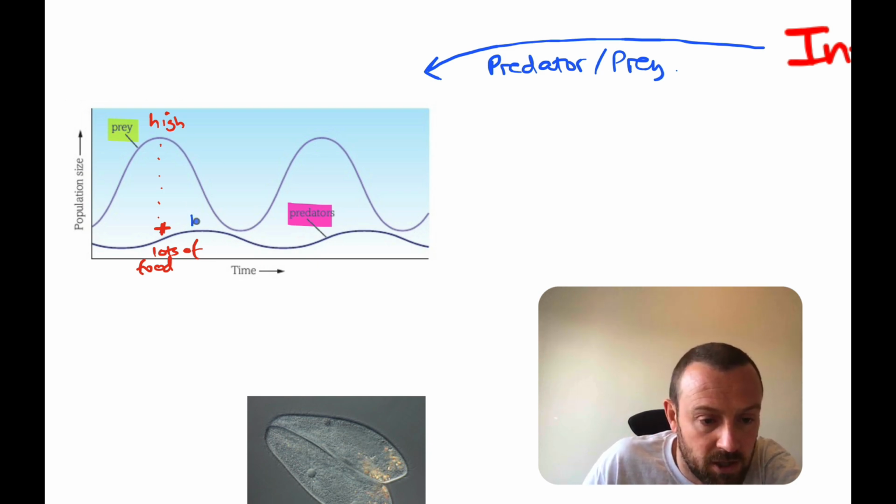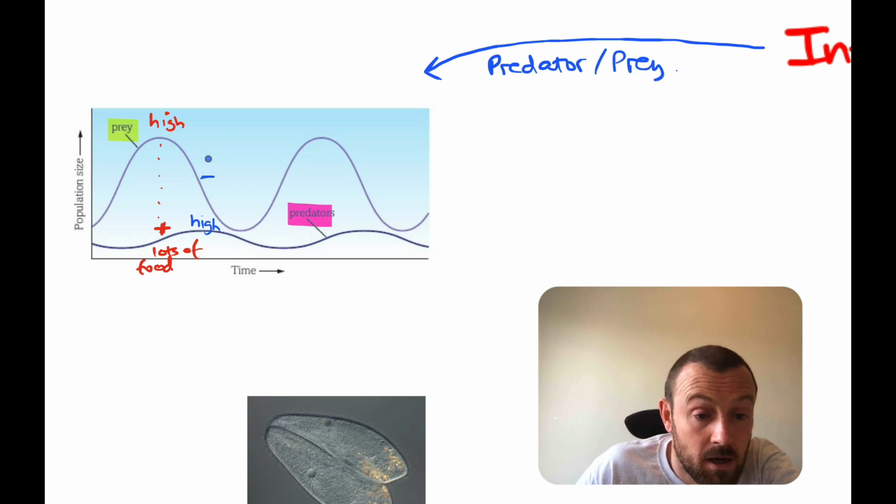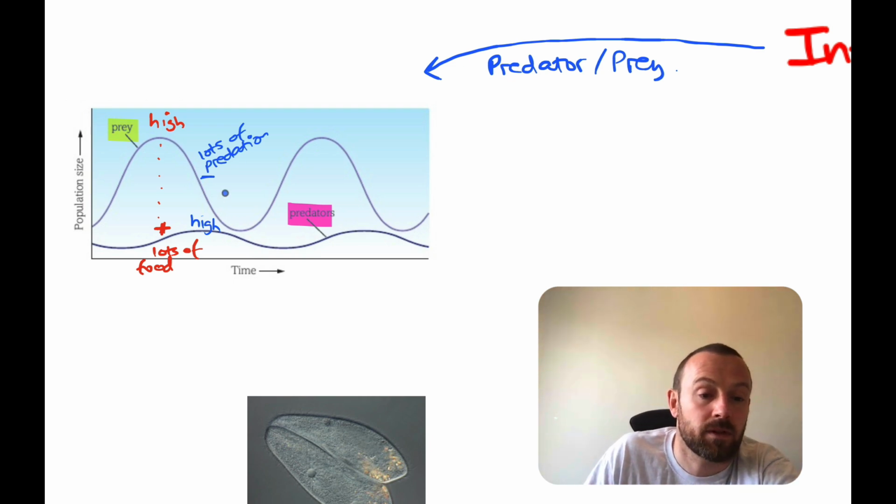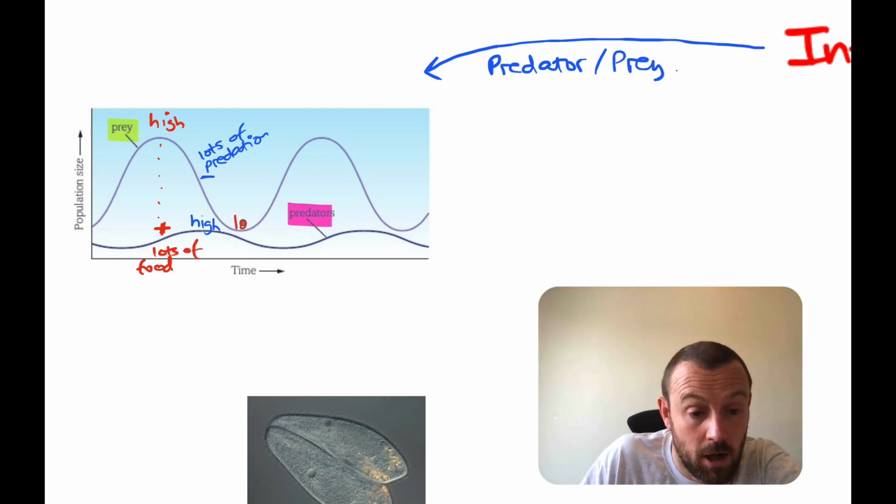Well, what happens? As the predator population increases due to the lots of food, now, I'll change colour, the predator population is high at this point. And because of that, the prey population is now decreasing because there's lots of predation, okay? Lots of lynx eating the hare. Well, what does that mean? Because there's lots of predation, the prey population falls. So now we have a low prey population up here.